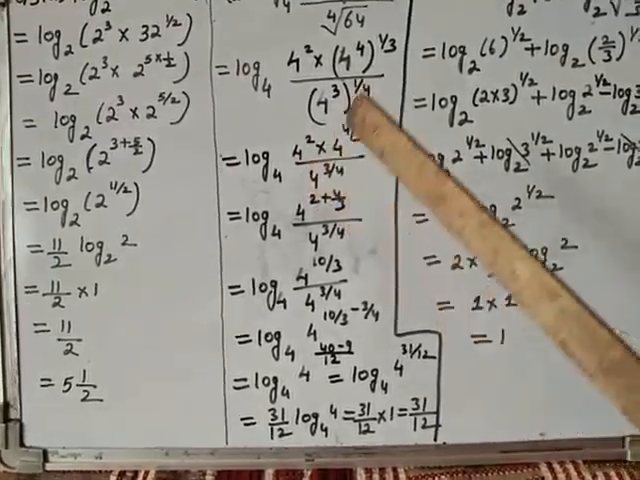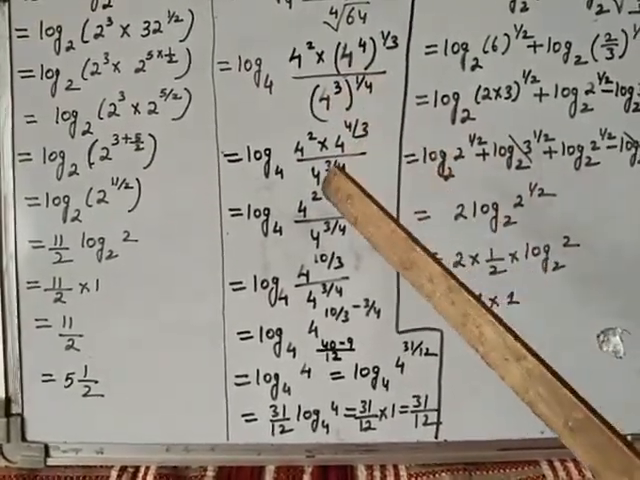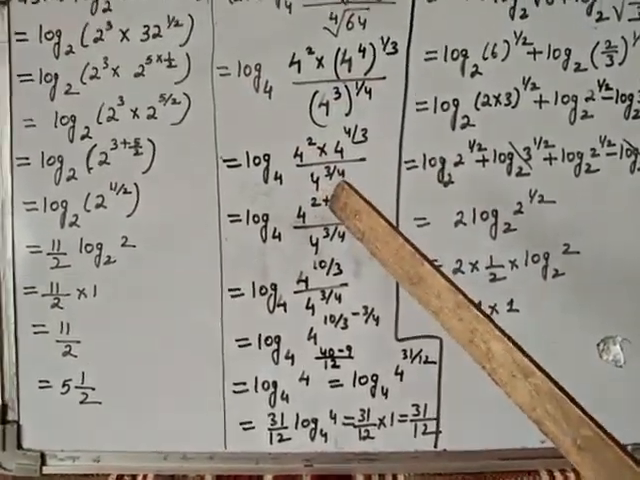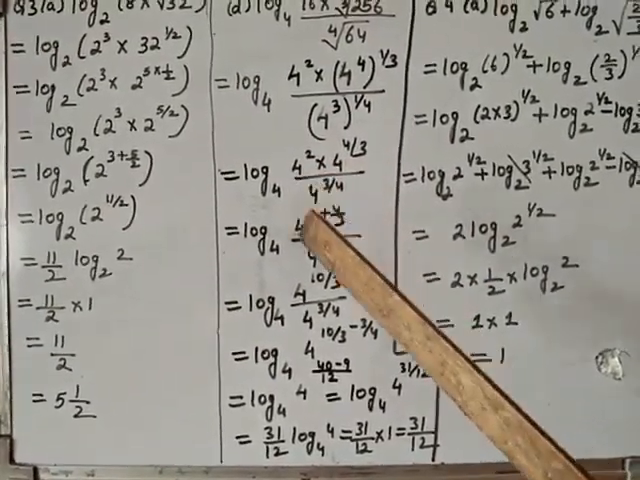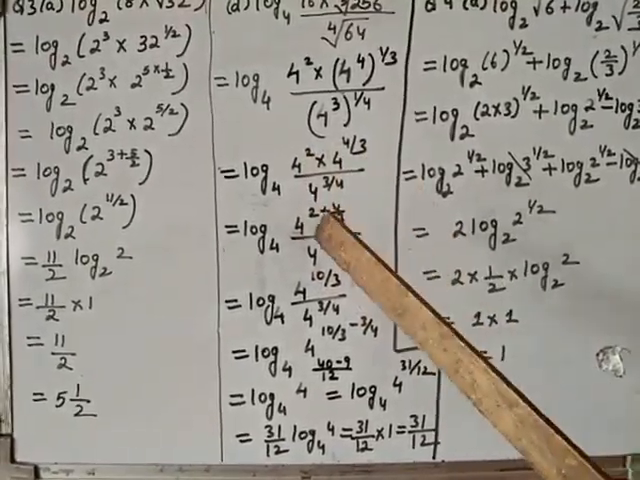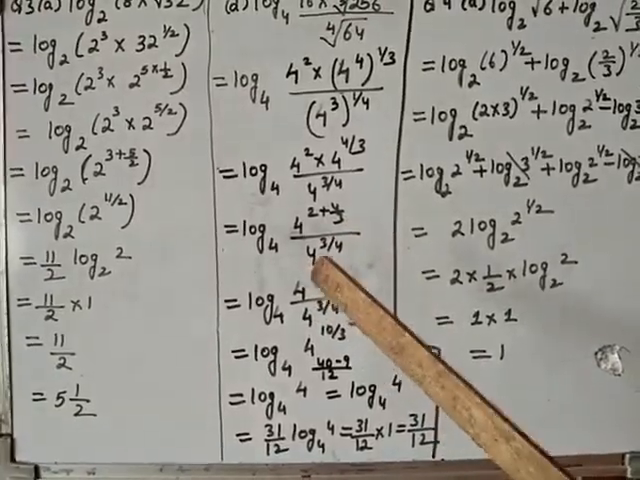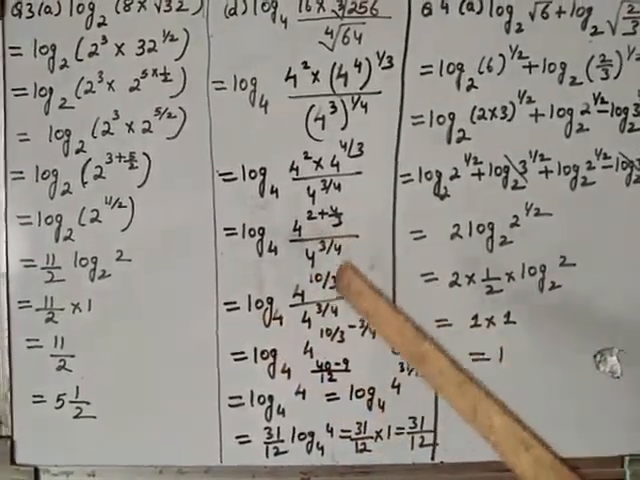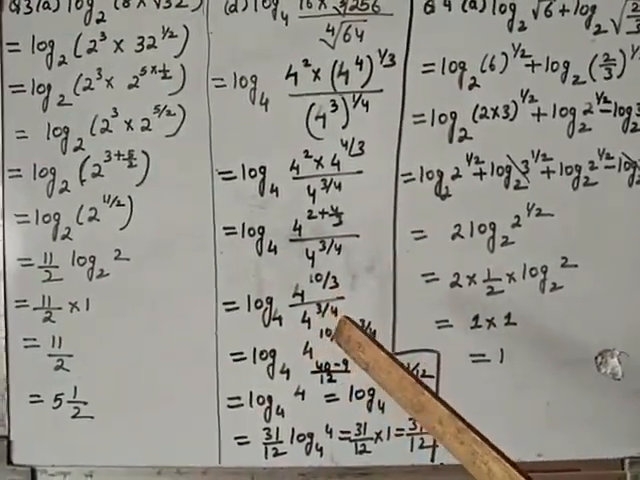Now 4 square, 4 into 1 upon 3 is 4 upon 3, 3 into 1 upon 4 is 3 upon 4. Now what we are observing is that in numerator and denominator the bases are same, and the base is 4. So here we take one common base, there is a sign of multiplication, so the power will be added. 2 plus 4 upon 3 upon 4 raised to power 3 upon 4. Now log to the base 4 of 2 plus 4 upon 3 is 4 raised to power 10 upon 3 upon 4 raised to power 3 upon 4.